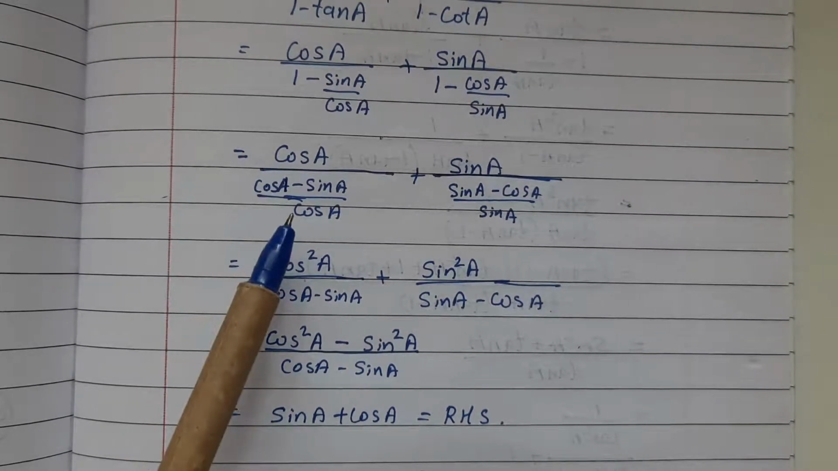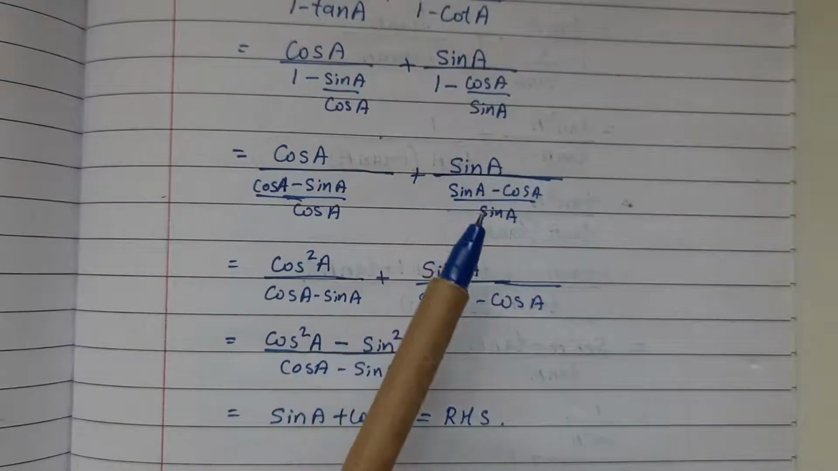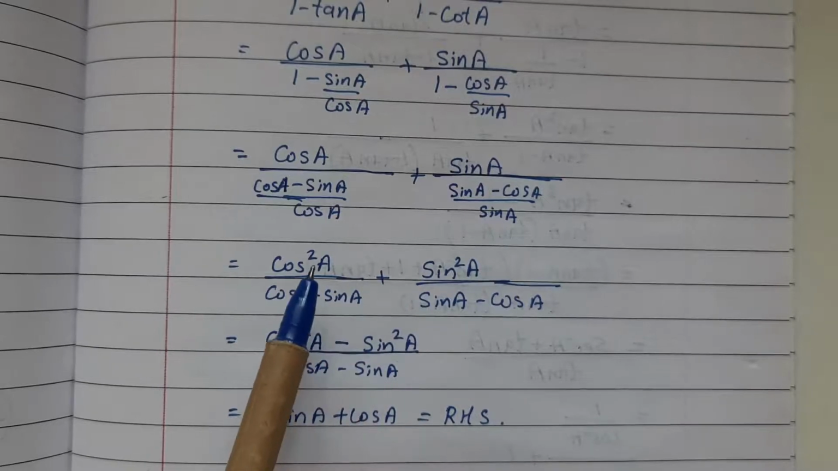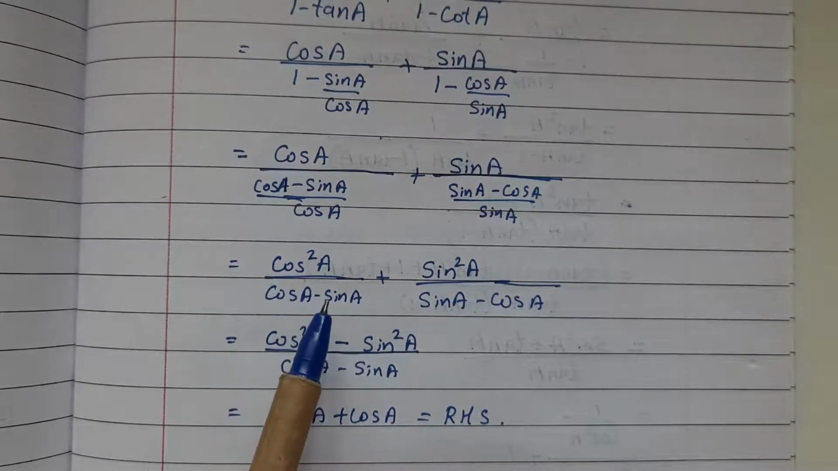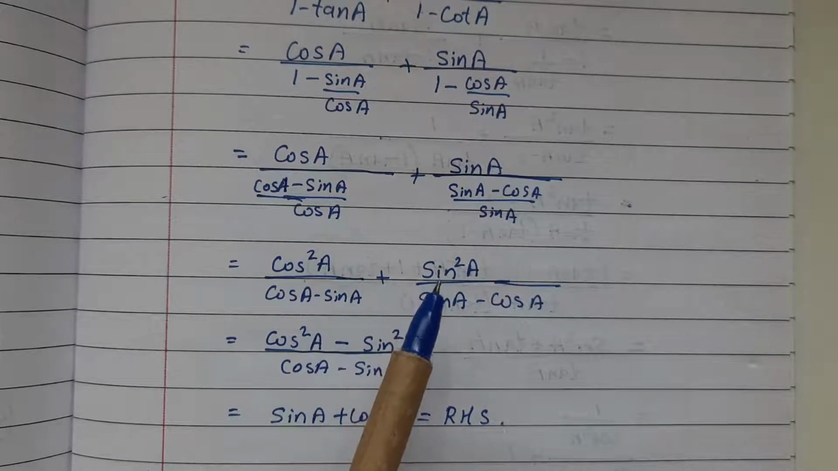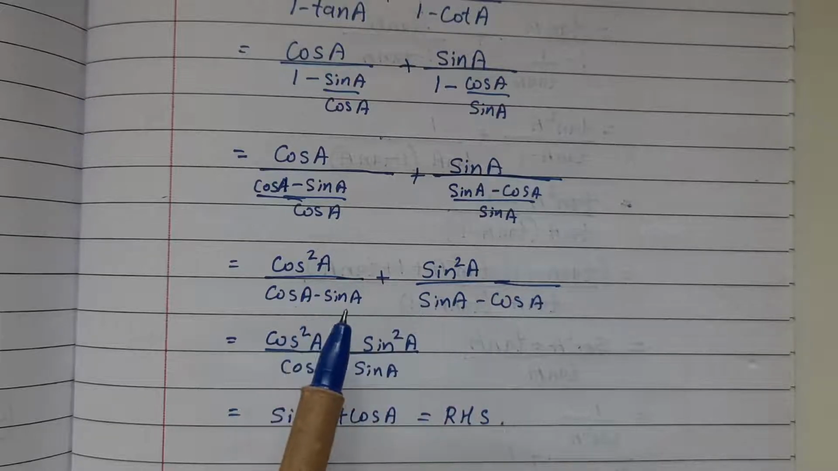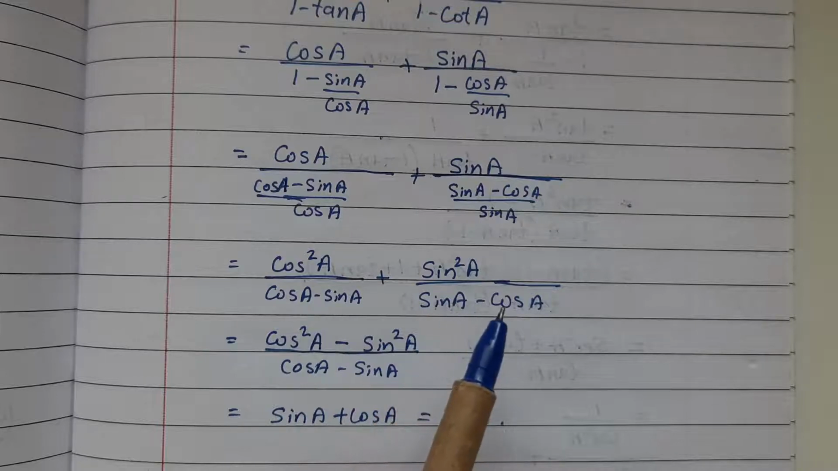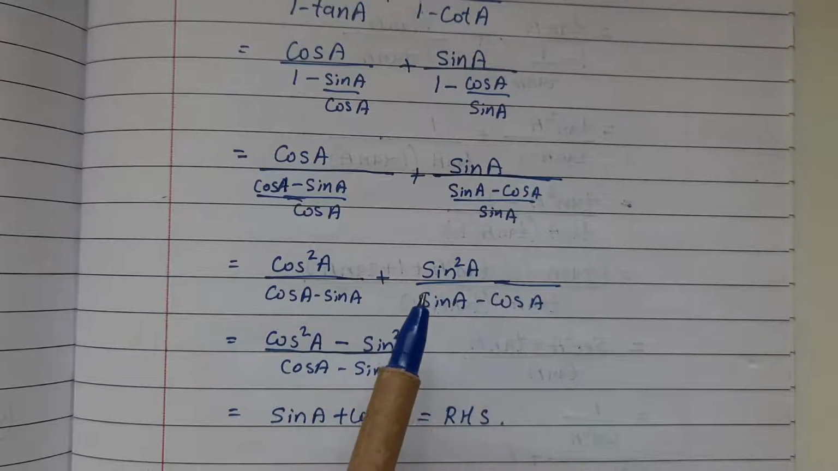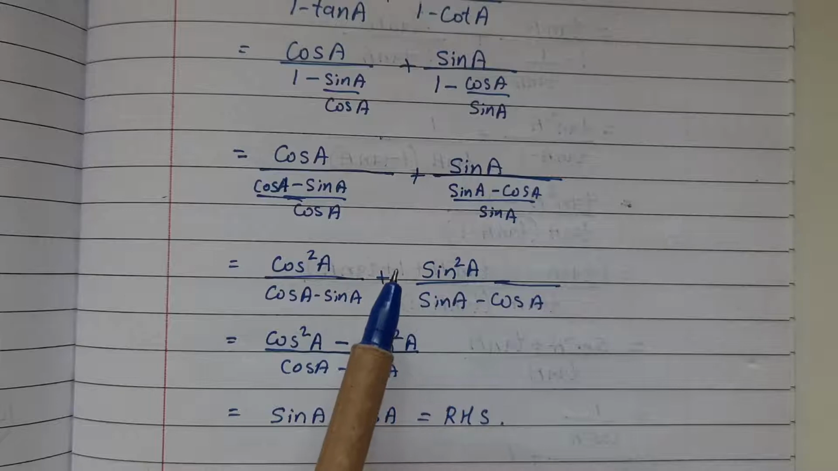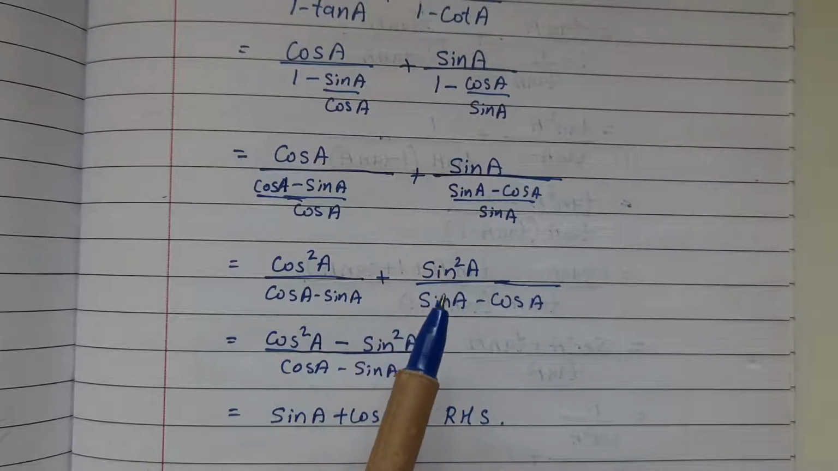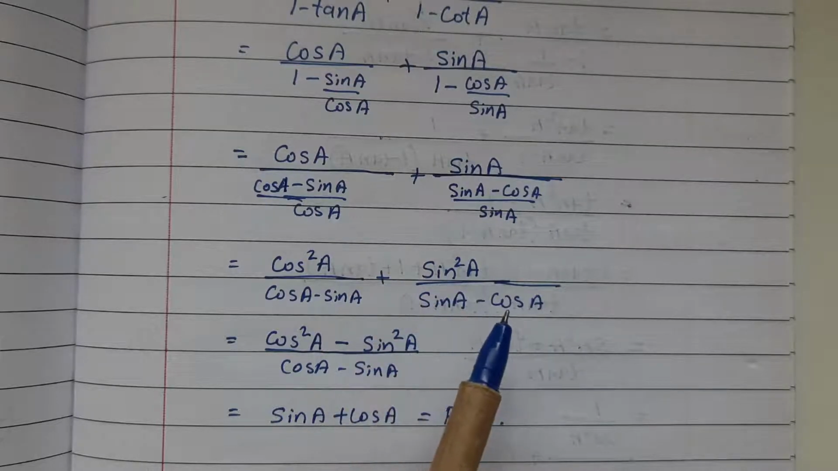Cos A into cos A, cos square A, sin A into sin A, sin square A. Cos square A upon cos A minus sin A plus sin square A upon sin A minus cos A. Here it is cos A minus sin A, here it is sin A minus cos A. So we will multiply by minus sign this term. So we will get minus sin square A upon cos A minus sin A.